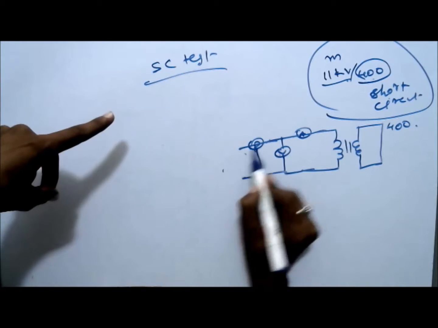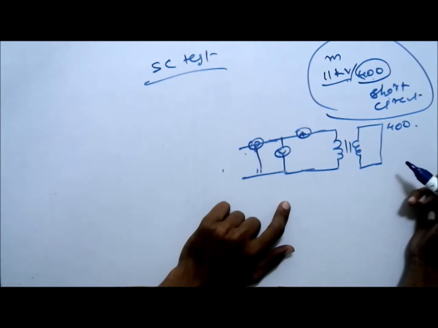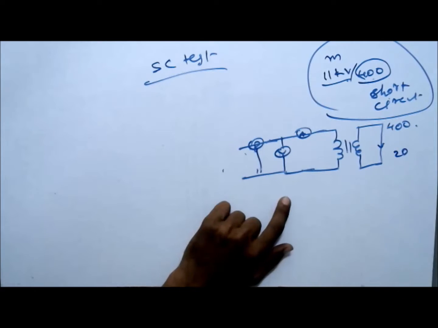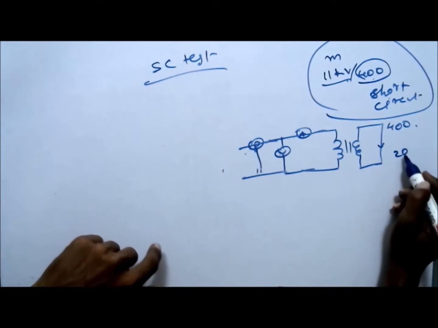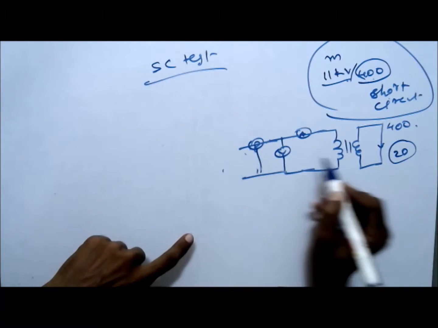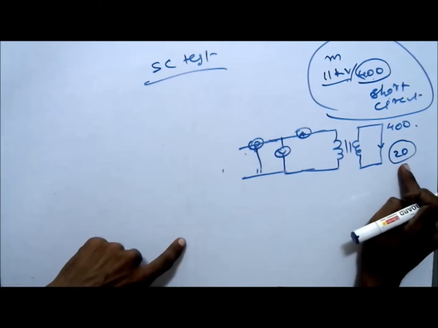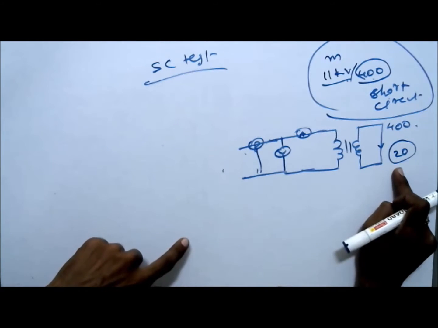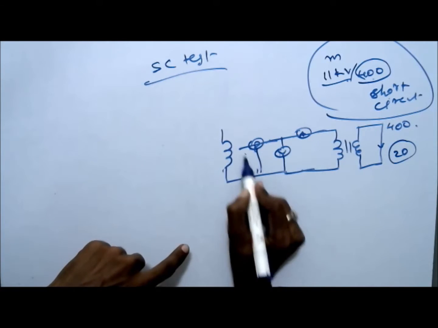So wattmeter. Here, what is the rated current at the secondary? Say it is about 20 amps. Is it? So what is the rated current? Say it's taken as 20 amps. So we have to adjust the primary side until 20 amps is obtained at the secondary side. So here we have taken an auto transformer.